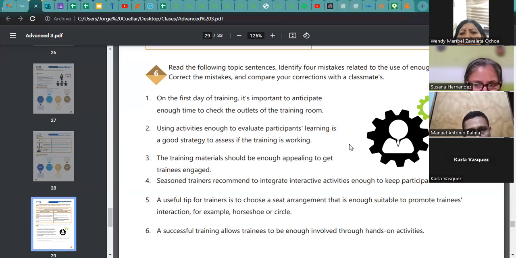Number three, who wants to share number three? The training materials should be appealing enough to get trainees engaged. Perfect. That's the change. The training materials should be appealing enough. Enough. To get trainees engaged. Nice. Number four. Who wants to share number four?